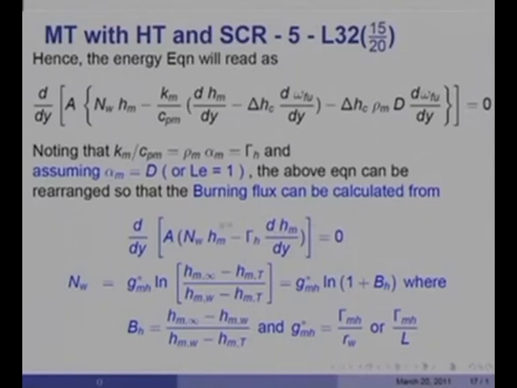And again a conserved property relationship has been obtained from the energy equation. So, the solution would be again the same as that for inert mass transfer, with B_H defined as Hm infinity minus Hm,w over Hm,w minus Hm,T, and this is the g star m,H. So, again you will see that in a simple chemical reaction we have got the same formula both from the mass transfer equation as well as from the energy equation.